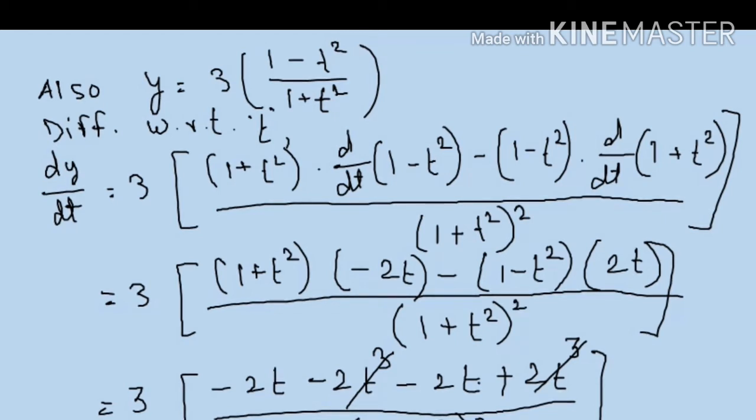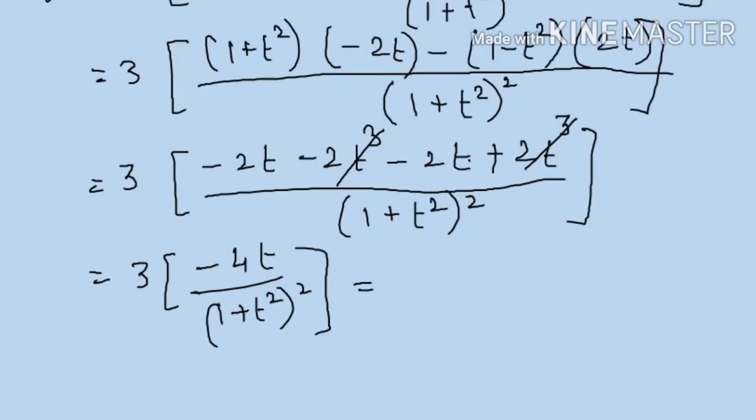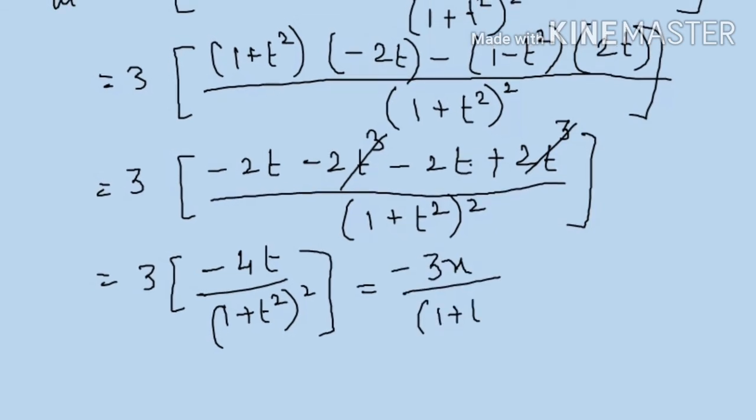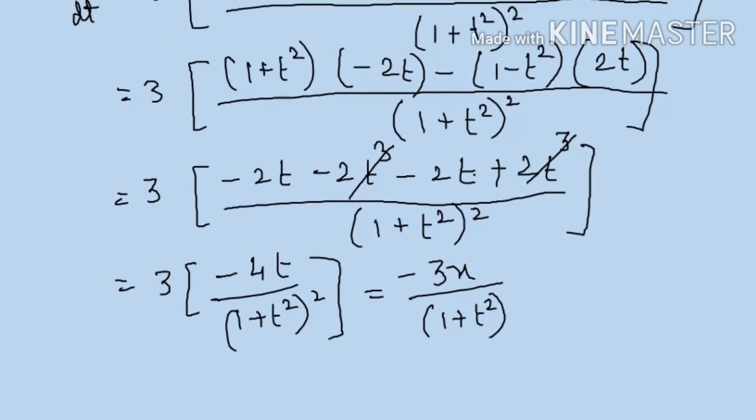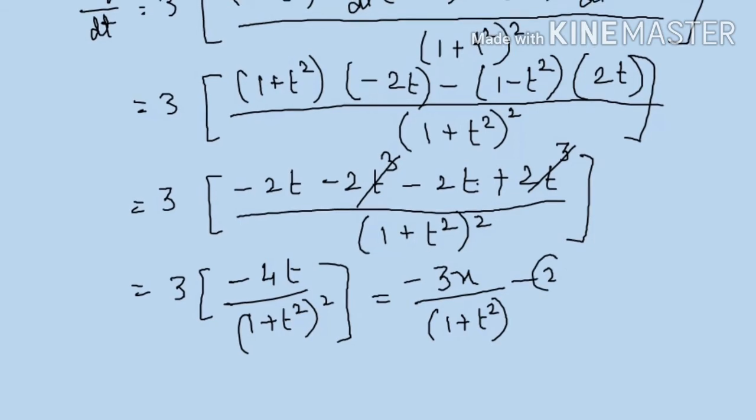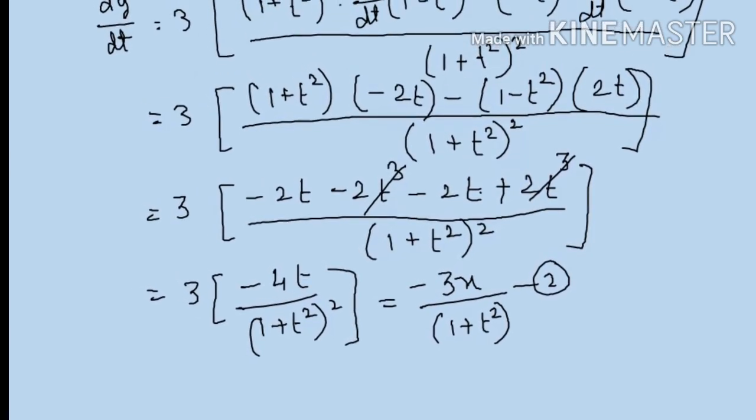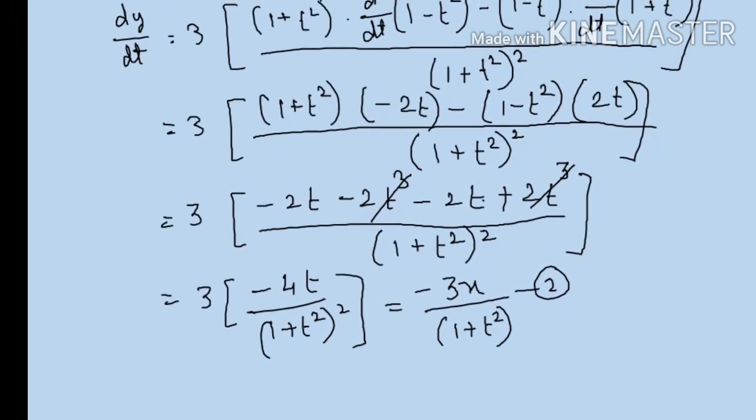So this will be equal to, as x is 4t upon 1 plus t square, this is equal to minus 3x upon 1 plus t square. Correct? So now let us find dy by dx.